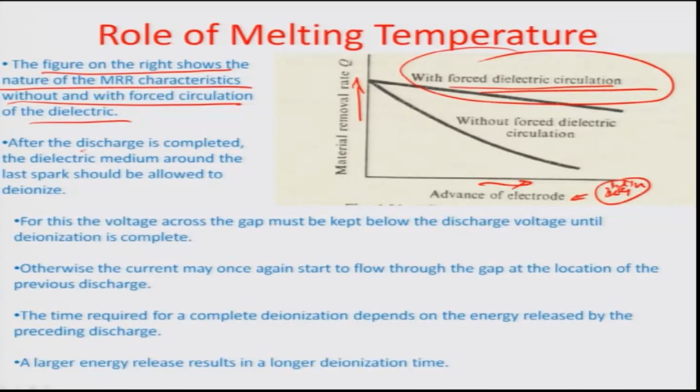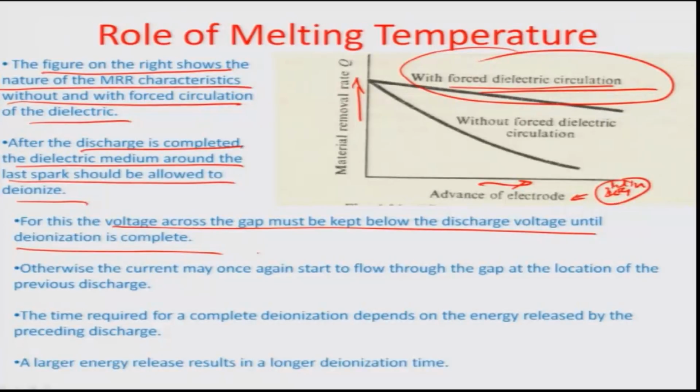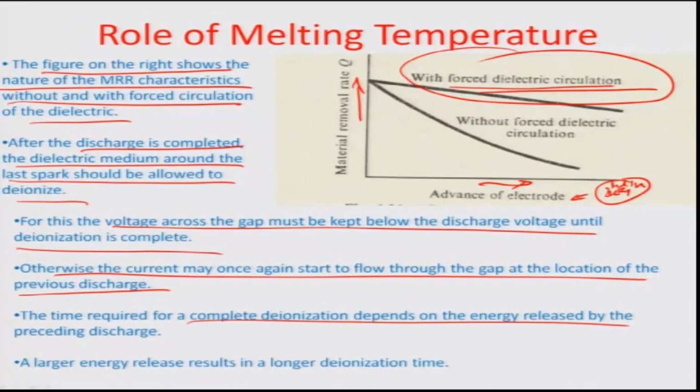After the discharge is completed, the dielectric medium around the last spark should be allowed to deionize, and for this the voltage across the gap must be kept below the discharge voltage until the deionization is complete. Otherwise the current may once again start to flow through the gap at the location of the previous discharge. The time required for complete deionization depends on the energy released by the preceding discharge. Obviously, if you force circulation, then it is quickly dissipated. A larger energy release would always result in a longer deionization time, which gives you some limitation on the sparking frequency. So that is how the whole material removal process happens.